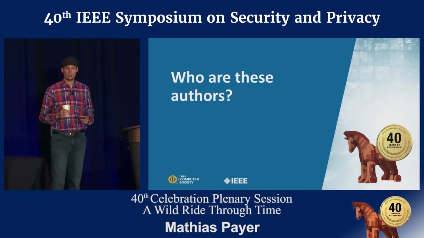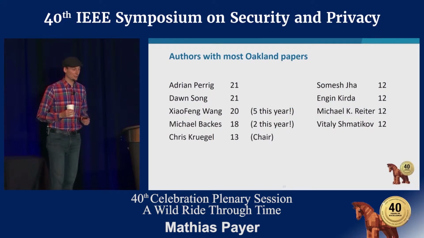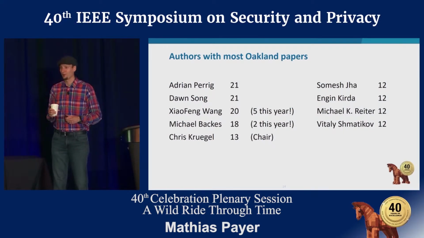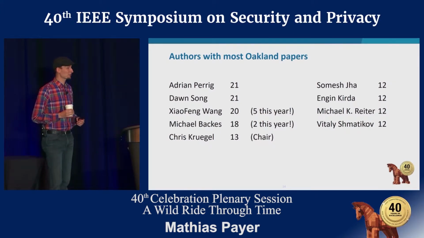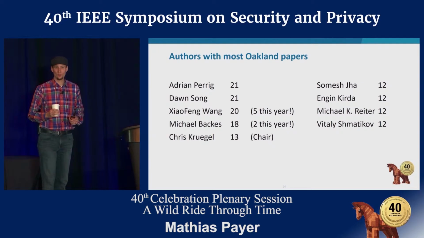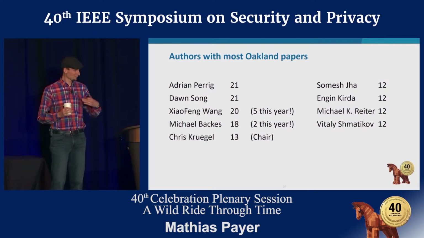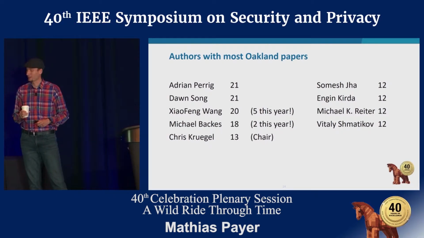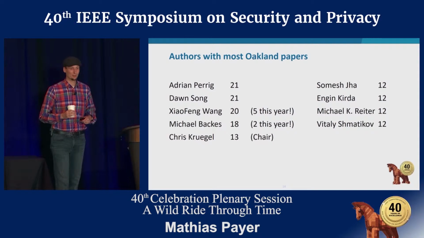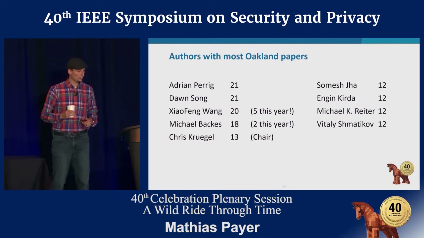And there's a couple of authors that pop up again and again. Let me name a few of them. Adrian Perrig and Dawn Song lead the list of Oakland authors with 21 papers. But Xiaofeng actually caught up quite a bit. He's at 20 papers this year. And especially with 5 papers this year, he caught up fairly quickly, and we'll see next year what is happening. And Adrian and Dawn will have to catch up to stay in the lead regarding the number of Oakland papers.